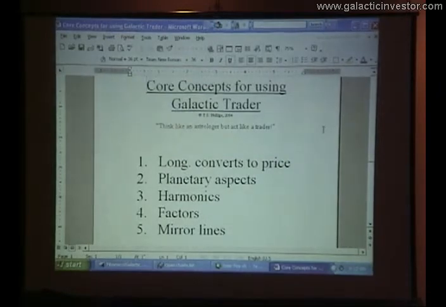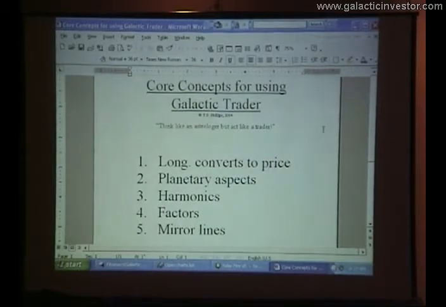And knowing how to apply the correct settings to what are called planetary lines, or the price conversion of the longitude of the planets into price, and understanding how to adjust your settings properly and use the correct factors correctly for the markets that you're trading, or the time frame you're trading. And I'm going to get into all of these fine points over the next couple days.